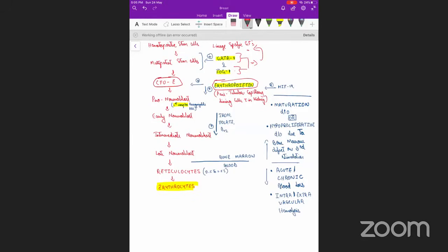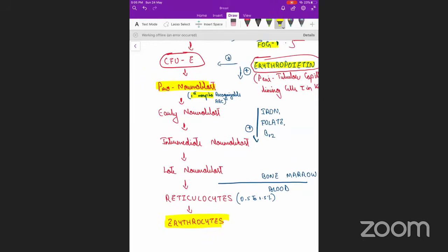After that, we have the pronormoblast. Why is the pronormoblast important for us? Because the first morphologically recognizable RBC is the pronormoblast. And if we see through electron microscopy, hemoglobin is first formed over here. Then comes the early normoblast. Why is this important? Because we can start seeing hemoglobin through microscopy as well. Through microscopy, it is first seen in the early normoblast.